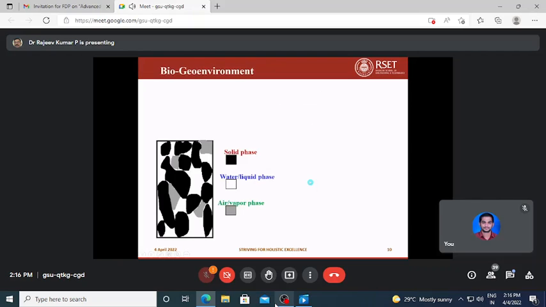So you might have seen this picture in a soil mechanics book. There are three phases: solid phase, liquid, and air. Even though it's a three-phase system, actually there is another one, that is microorganisms which are present in the soil. So these microorganisms also contribute to the reclamation or the transport of the contaminant.